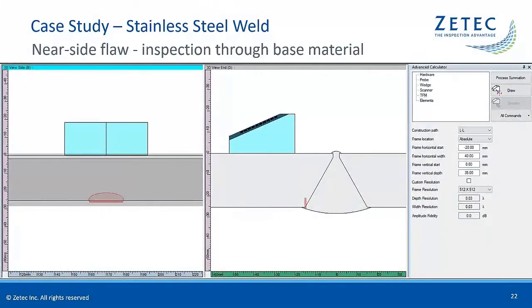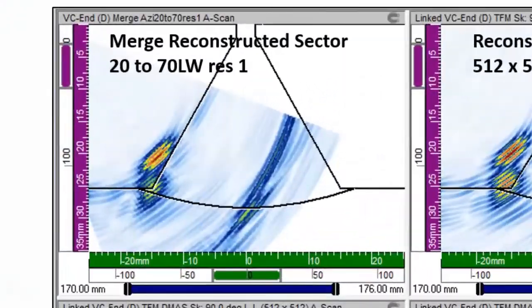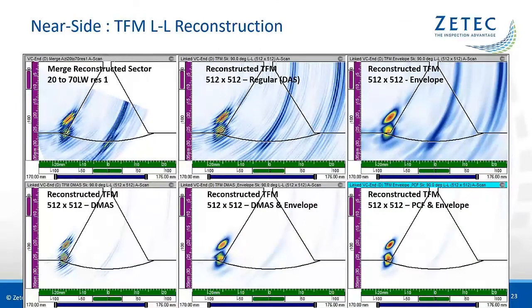The considered flaw is a 5 mm high toe crack, but inspected from the opposite surface. And let's start looking at the flaw from the near side of the weld, so inspection through fine-grained base material. This slide shows the images from the reconstructed standard phased array sector scan in the top left corner, together with TFM L-L images from different reconstruction algorithms.